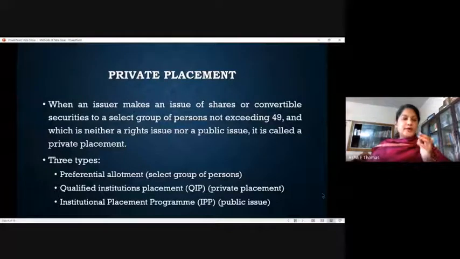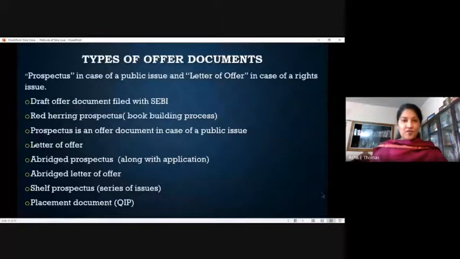Okay. So we said about the methods or the kinds of issue can be classified into four. One is public issue, two is right issue, three is bonus issue, and four is private placement. So these are the major four kinds of issues that will be made by a company in the new issue market. Again, public issue, we categorize that into IPO and FPO, follow-up as well as the initial one, right? Initial public offering.